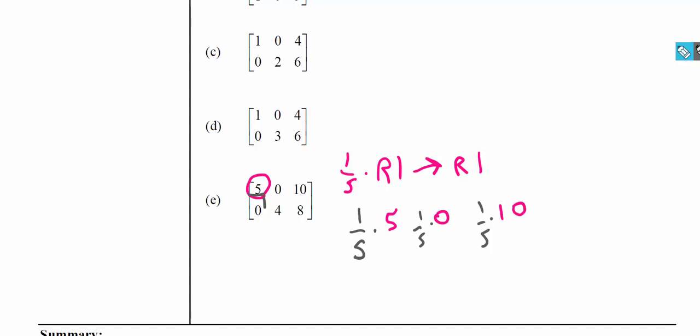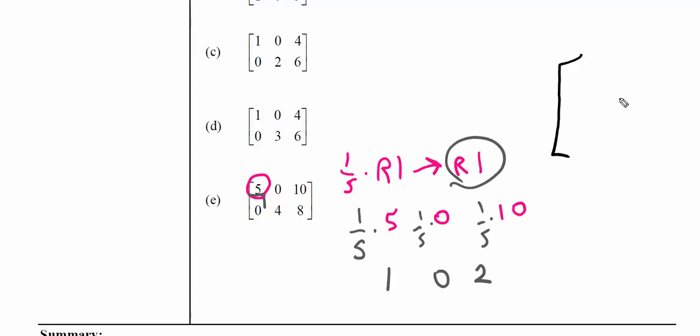Okay, so we come back to this problem where we multiply everybody in row 1 by 1/5, only row 1, and I get a 1, a 0, and a 2. That is my new row 1. Notice we're doing one step at a time. So that's 1, 0, 2. Row 2 is 0, 4, 8.